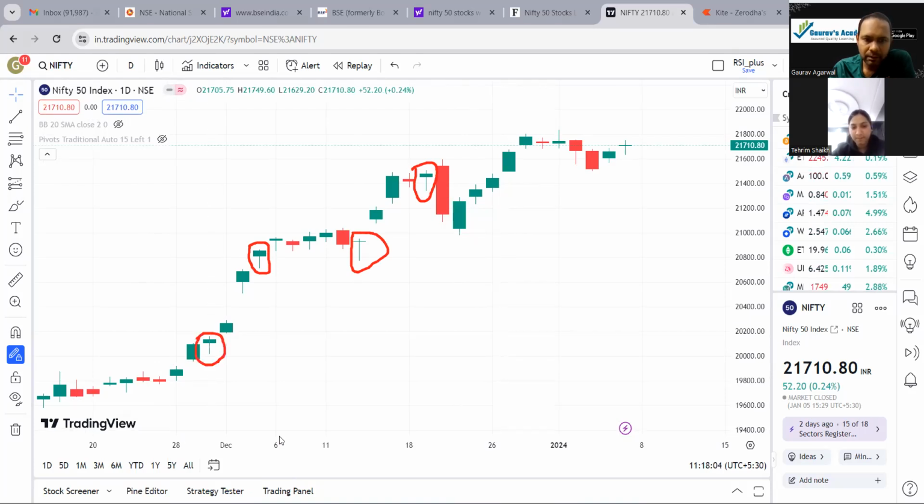Hammer here, right? You can see a lot of hammers are formed. So how to trade a hammer? As I have told you, every hammer will have four prices. The high price will be here and the low price will be here.